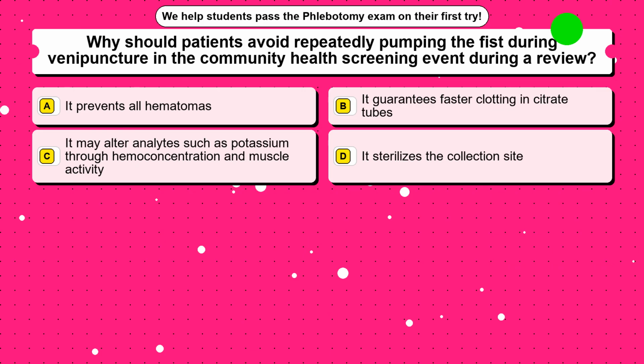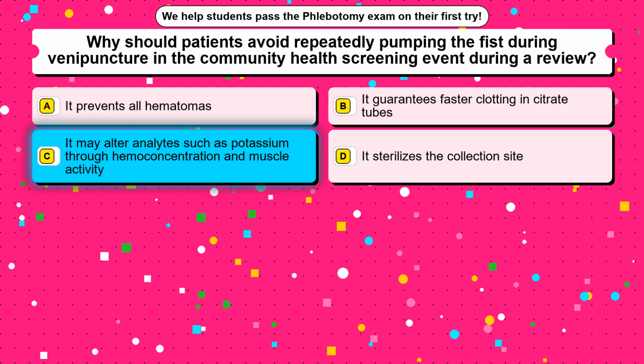Question 27. Why should patients avoid repeatedly pumping the fist during venipuncture in the community health screening event during a review? Option A. It prevents all hematomas. Option B. It guarantees faster clotting in citrate tubes. Option C. It may alter analytes such as potassium through hemoconcentration and muscle activity. Option D. It sterilizes the collection site. The correct answer is option C. It may alter analytes such as potassium through hemoconcentration and muscle activity.